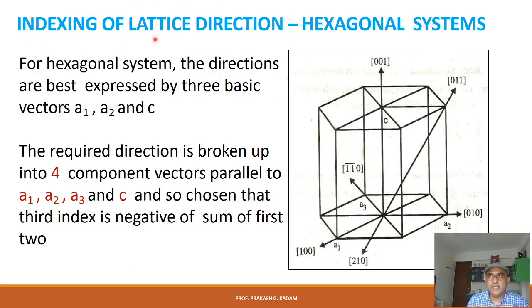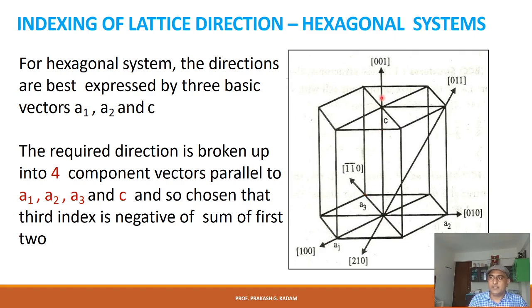The indexing of lattice directions in the hexagonal system. We studied the unit cell for the cubic system, but the hexagonal system is somewhat different. How? For the hexagonal system, the directions are best expressed by three basic vectors: A1, A2, and C. This is the hexagon drawn here with the z-axis in the center. This is considered as an axis, and this is one of the axes drawn: A1, this is A2, and this is A3.